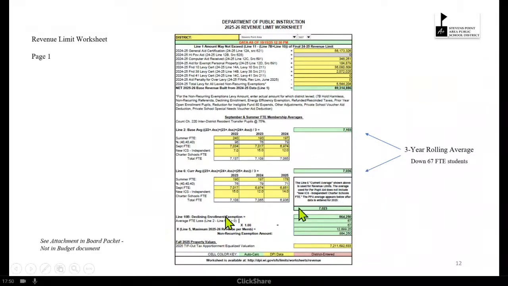And that's going down. So we are experiencing declining enrollment. We're down 67 FTE in those 3-year rolling averages, which means our revenue limit authority is going to be decreasing over time if we continue to decline. Okay. In the first year, we get saved a little bit. There is a declining enrollment exemption here, and I know this is really small, so you might want to use your packet to be able to see some of this. But there's the declining enrollment exemption. That's good for 1 year. After that, it's gone.